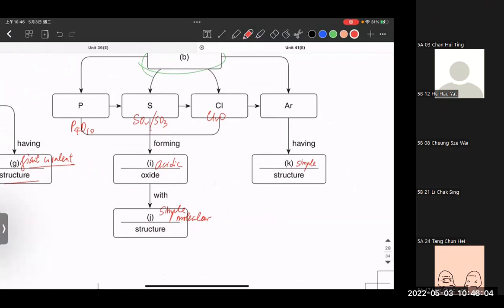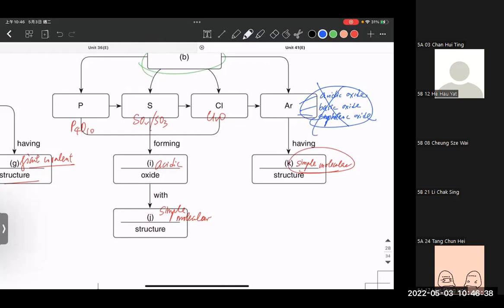Straight simple molecular structure. But they will not form oxide. So we will not describe argon as having an acidic oxide, basic oxide, or amphoteric oxide. That's meaningless to say, because first of all, argon will not form oxide. So you can get what I mean, right?